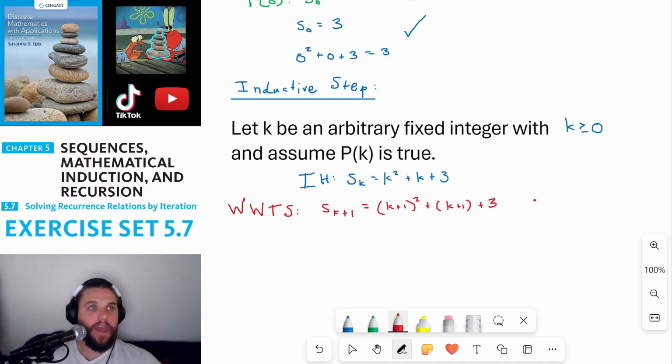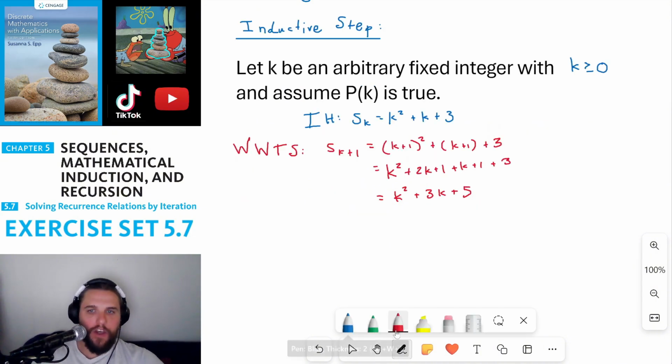Now, let's simplify that right-hand side so that we don't have to format it in this very specific way. If we expand everything, this should be k squared plus 2k plus 1 plus k plus 1 plus 3. And if we group together our like terms, we get k squared plus 3k plus 5. So this is what we want to show. We want to show that S sub k plus 1 equals k squared plus 3k plus 5.